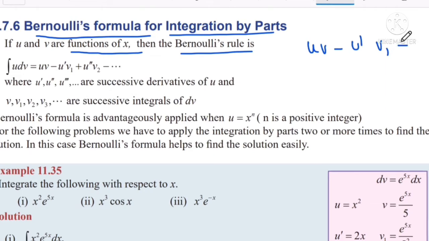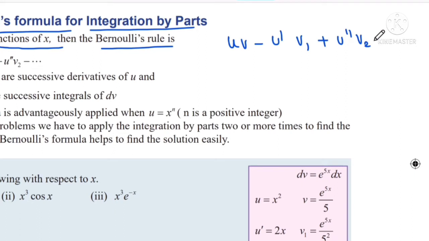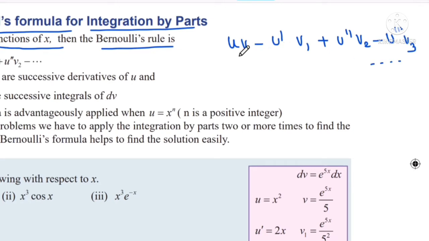What is the next one? Plus u double dash v2. What will be the next one? Minus u triple dash v3. It goes like this. What is this? u and v are the functions given in the question. u dash is the differentiation of u, and v1 is the integration of v.